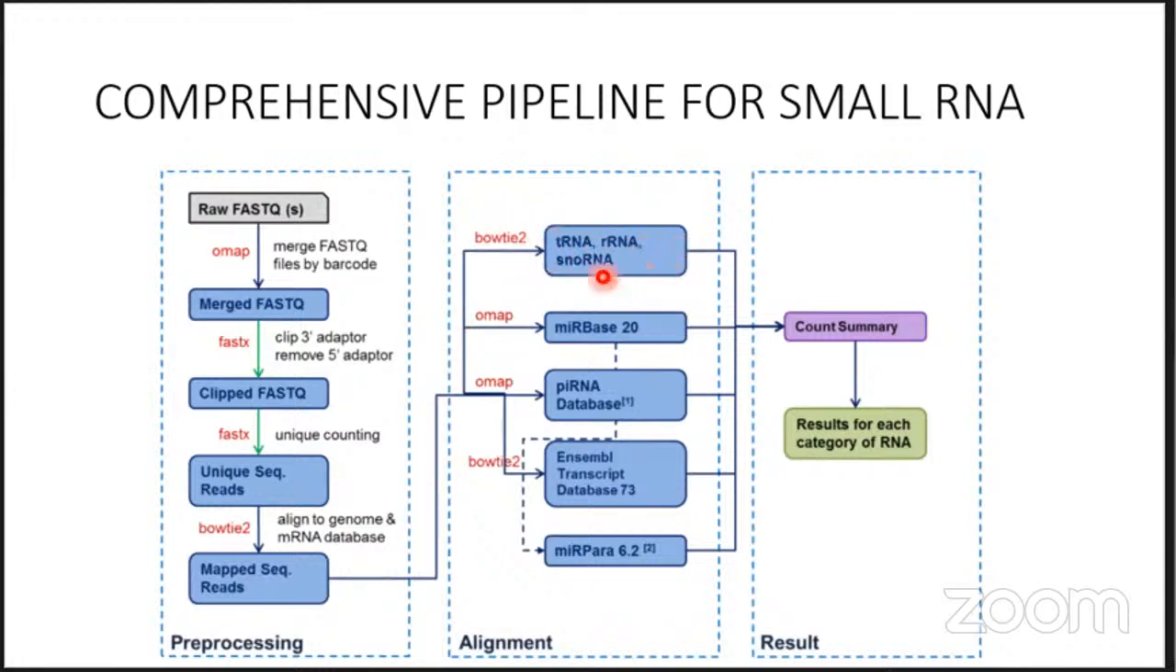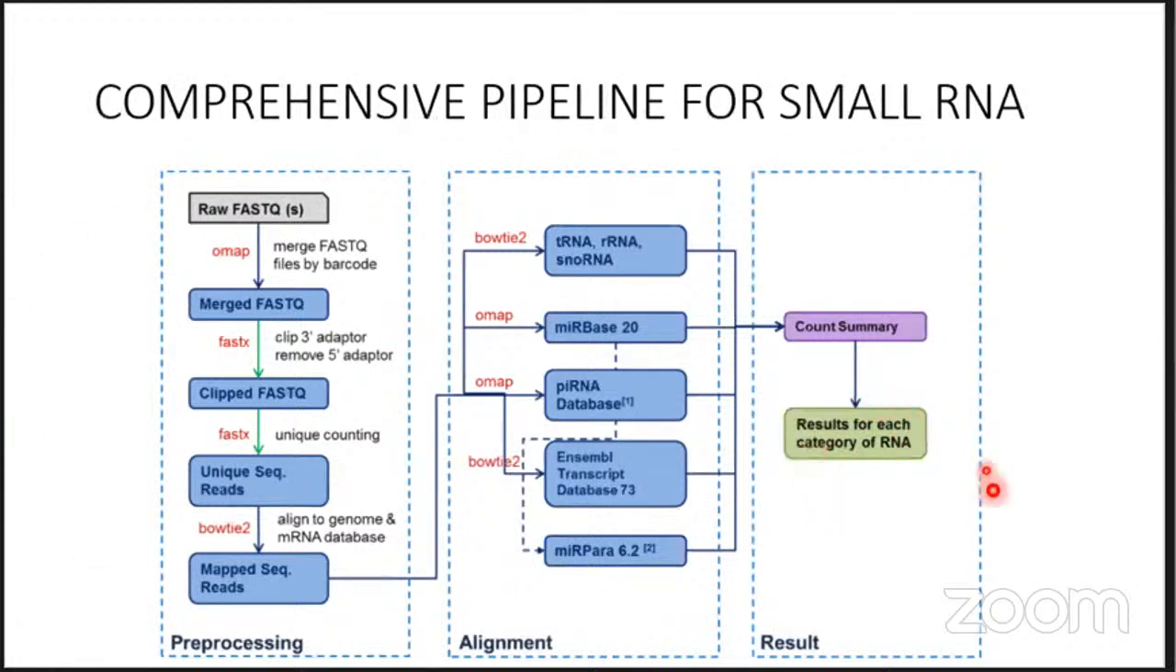Bowtie for transfer RNA, snoRNA. So these are the different kinds of aligners for different kinds of RNA, because different kinds of RNA will have different read lengths. So Bowtie 2 will be used for tRNA and rRNA. There are different kinds of databases and other things which can be used. For piRNA a database is there, for piRNA, Ensembl transcript database is there, miRBase is there for microRNA, and then we get the count summary for each kind of microRNA, and then we categorize the RNA by category.